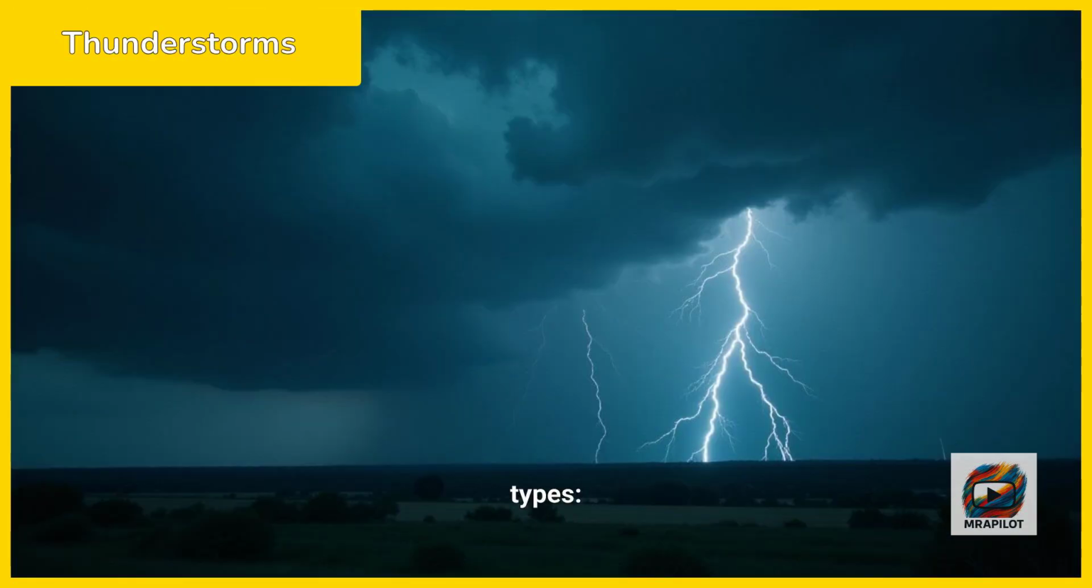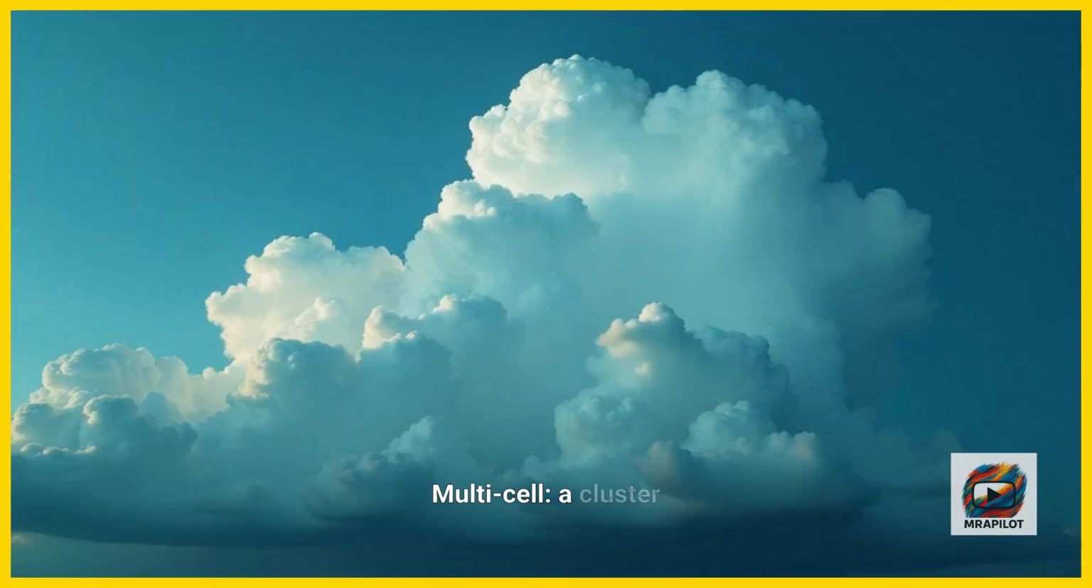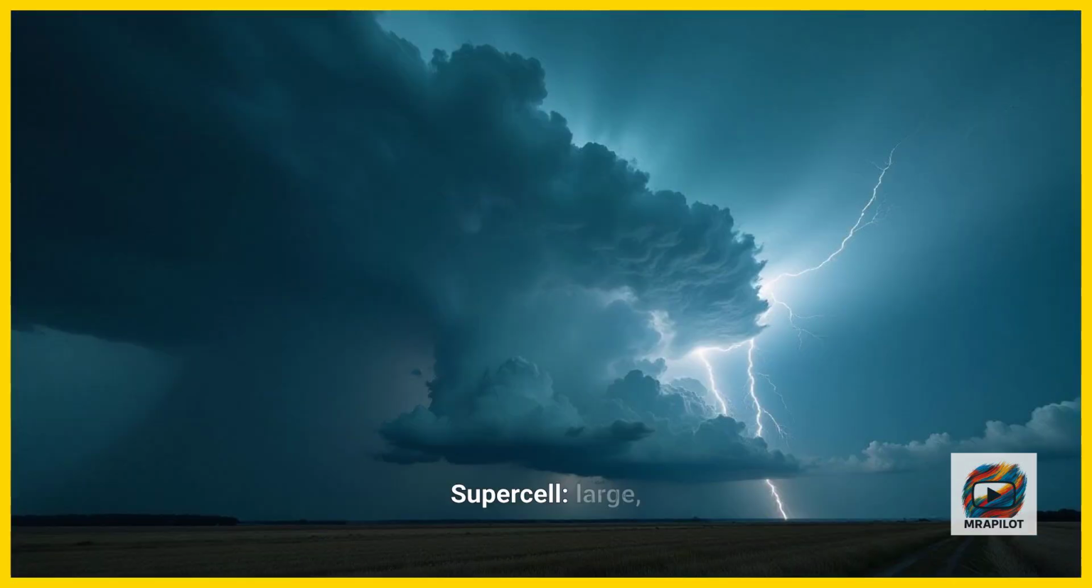Thunderstorms come in three types. Single-cell: short-lived, isolated storms. Multicell: a cluster of storms in various stages. Supercell: large, rotating storms with extreme wind, hail, and tornado potential.